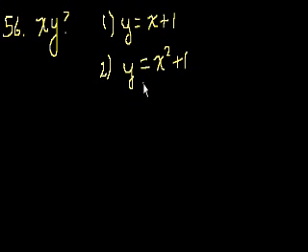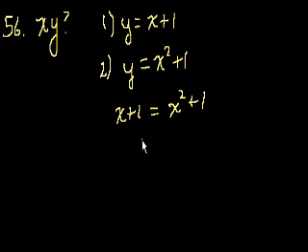But I have 2 equations and 2 unknowns. It's a little tricky because one of them is nonlinear. But let's see if we can figure it out with substitution. If y equals this and y equals that, we could set these 2 equal to each other and see if we could solve for x. So we get x plus 1, that's the first one, should equal x squared plus 1, because they're both equal to y. Let's see, we can subtract 1 from both sides, and you get x is equal to x squared.